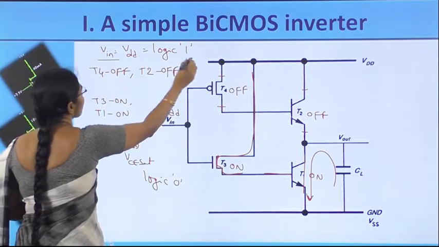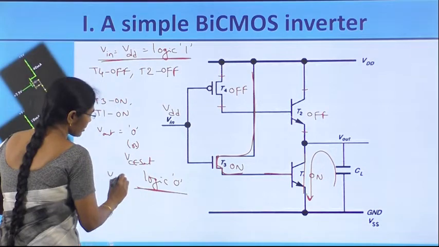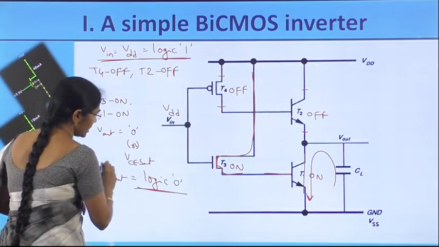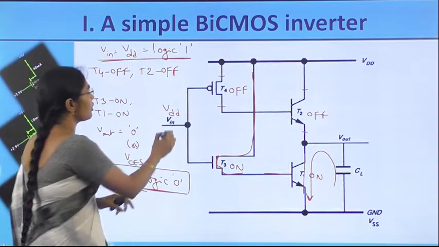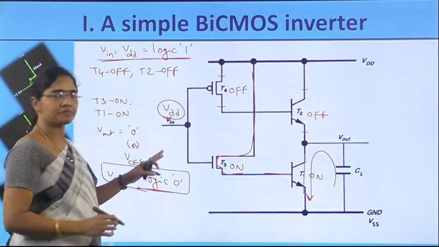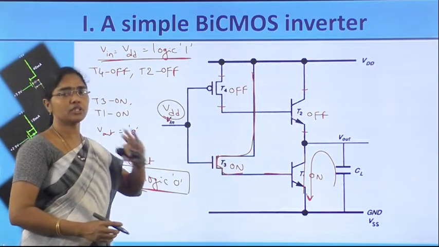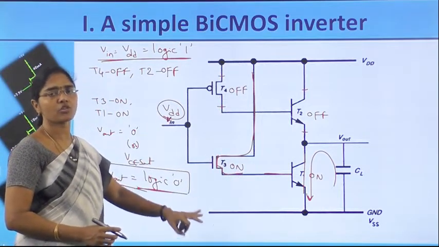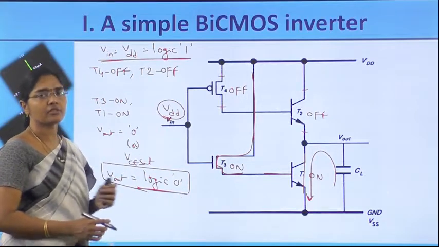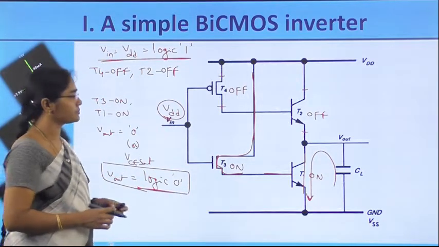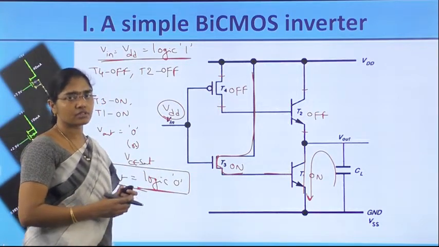For the input of logic 1, this circuit is producing Vout as logic 0. It means it is acting as an inverter for the input of VDD also. So, the circuit is acting as an inverter. With input of logic 0, it is producing output of VDD, and with input of VDD, it is producing output of logic 0.